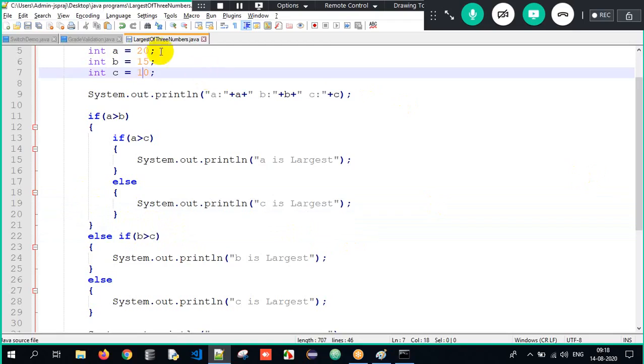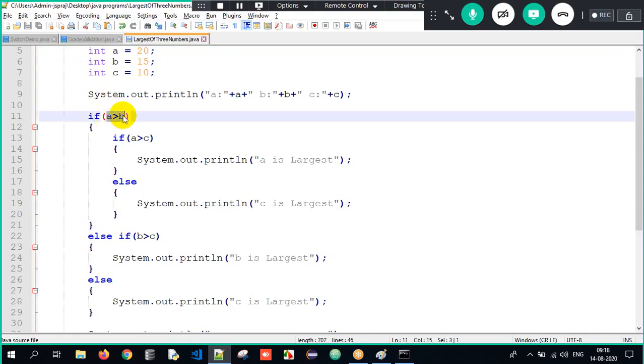See here, looking at the program, who is largest? A, right? Now I check: the competition is between whom? A and B. A is 20, B is 15. Who won? Who is having the highest marks? A, sir. So therefore, B is eliminated.